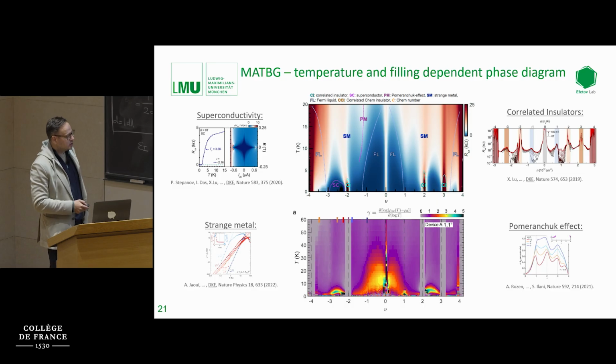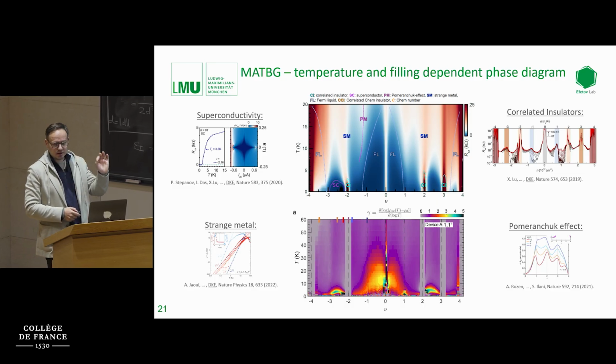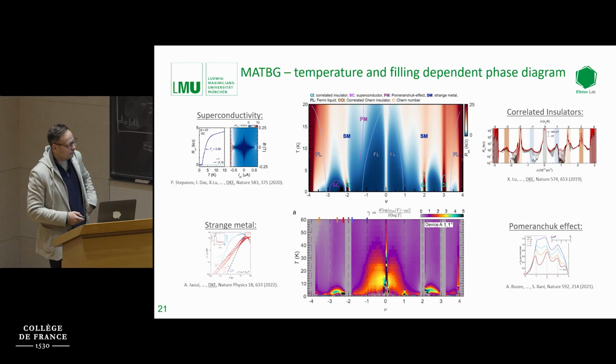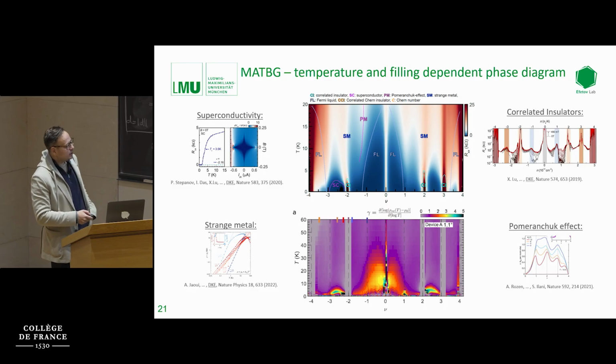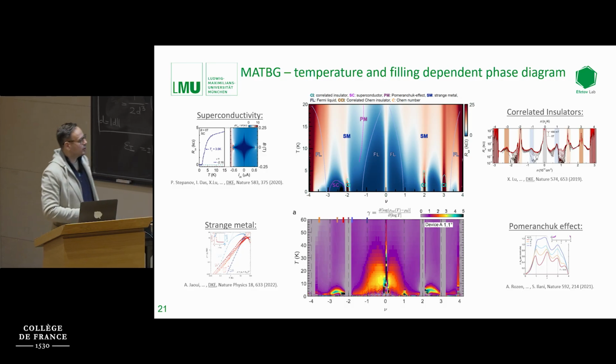And the filling factor that we define here is related to how many electrons or holes we inject into each individual moiré unit cell. And because in graphene we have this fourfold degeneracy of valley and spin, we can fill 4 electrons into the conduction band. We can fill 4 holes into the valence band. And basically, each integer filling here corresponds to an integer number of particles per moiré unit cell.